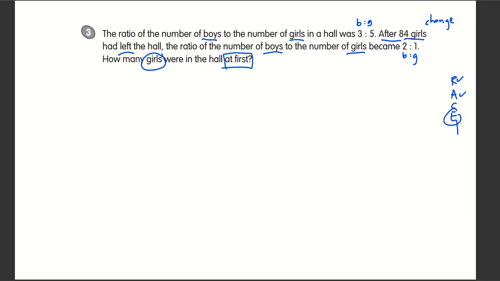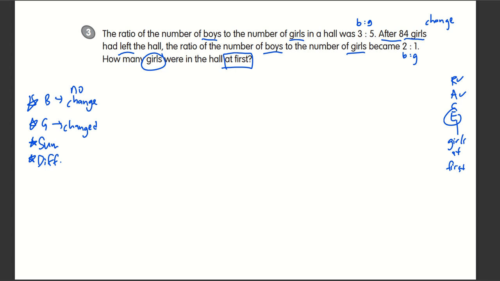So I've done my read and annotate. Girls at first. Then the key question comes in. I have the quantities, the boys, the girls, and then the sum, and then the difference. These are the four quantities that we refer to. Which ones changed and which one hasn't changed? So here we can see the girls changed. The boys, no change, same. Do we need the sum and difference? Not sure. Let's take a look at it in a moment.